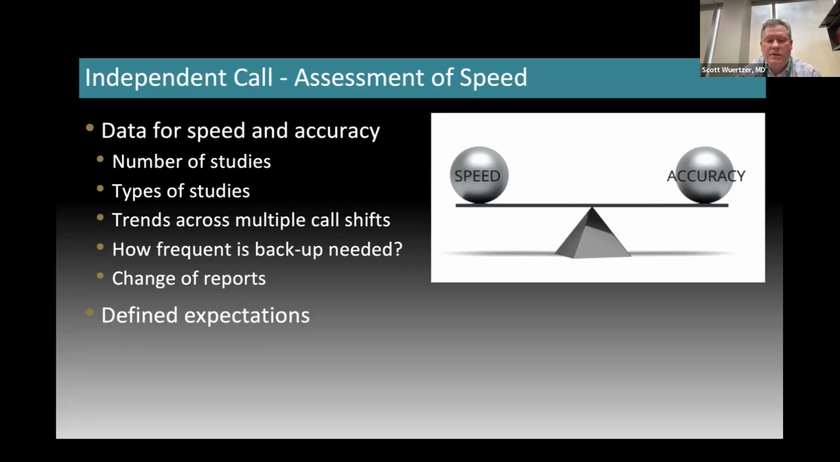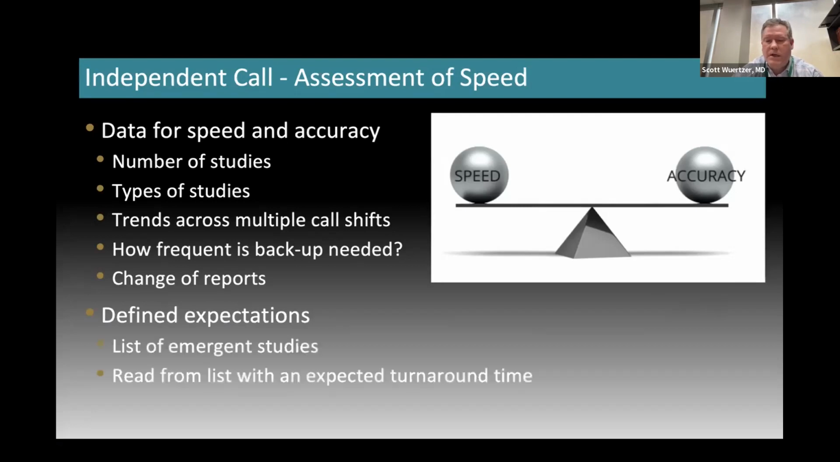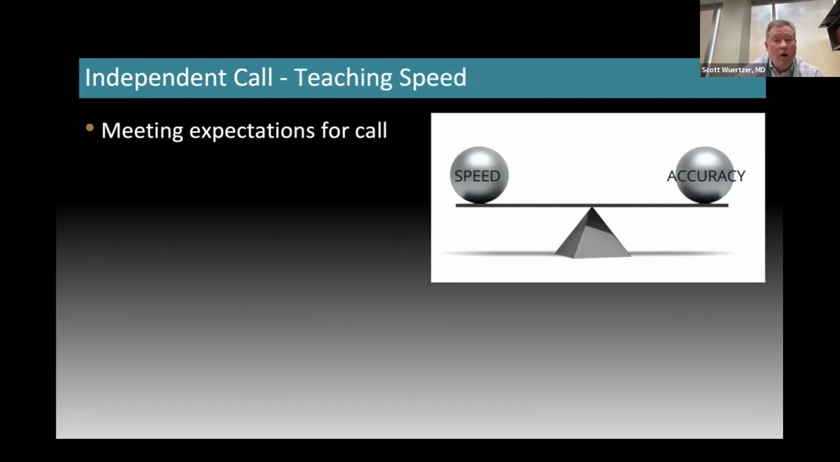And then the expectations of a call system are pretty straightforward as well. Again, it kind of sets itself up for you. You're going to have the emergent studies to read, and you're going to have an expected turnaround time. And so again, if you're meeting these expectations, hopefully there's going to be speed that comes out of that. It's just sort of embedded within a system.